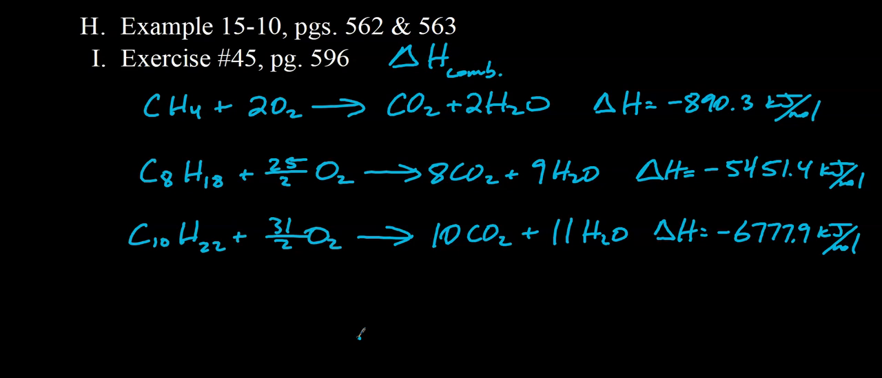And notice how I balanced these equations. Heat of combustion is always given in kilojoules per 1 mole of the substance that is burning. So hopefully you balanced it that way, per 1 mole. If not, then you'll have to make an adjustment in your answers. But it's per 1 mole of the substance that is burning. So that's why I had to use some fraction coefficients there for oxygen.